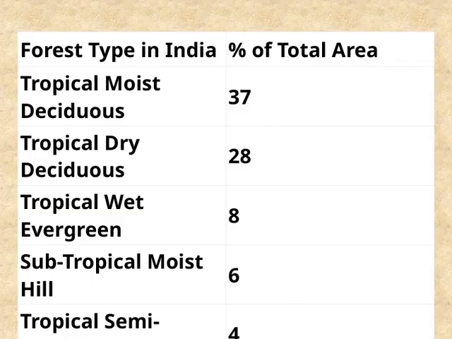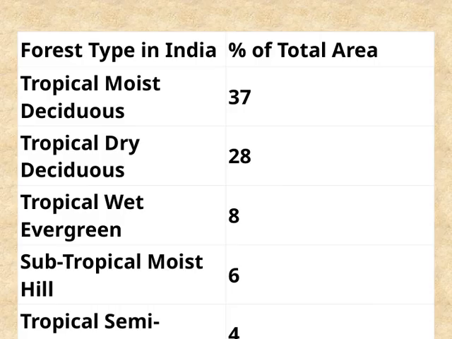Let's take a closer look at the distribution of forest types across India. As you can see, the most extensive forest type is tropical moist deciduous, covering about 37% of the total forest area. This indicates a significant presence of lush, green forests that support diverse flora and fauna. Next, we have tropical dry deciduous forests, making up around 28%, which are adapted to drier conditions but still vital for the region's ecological balance.